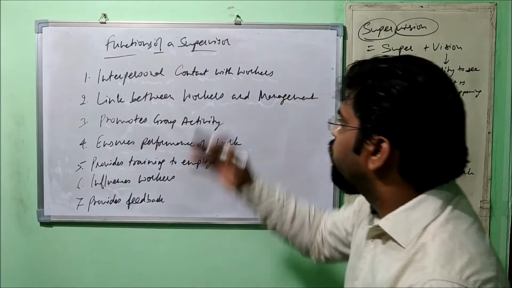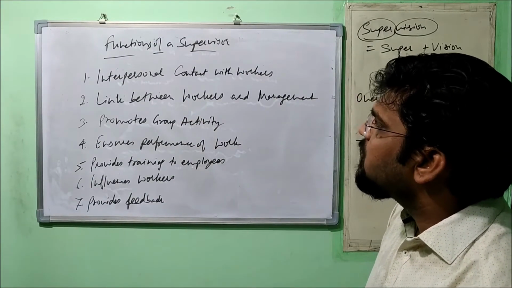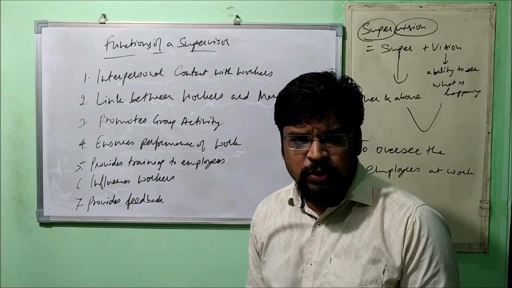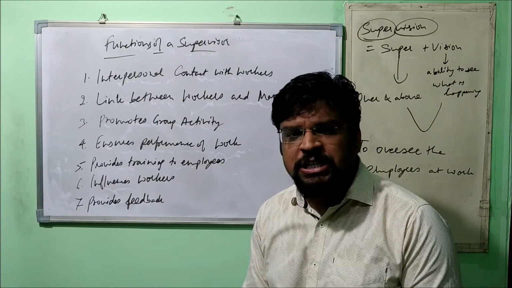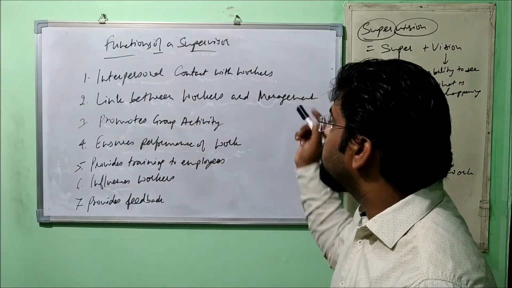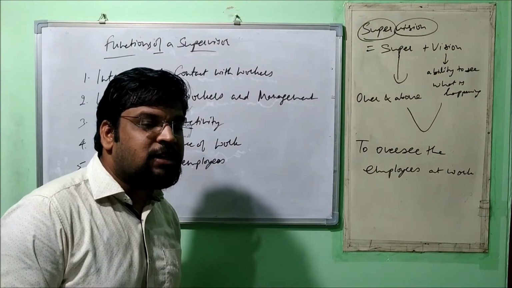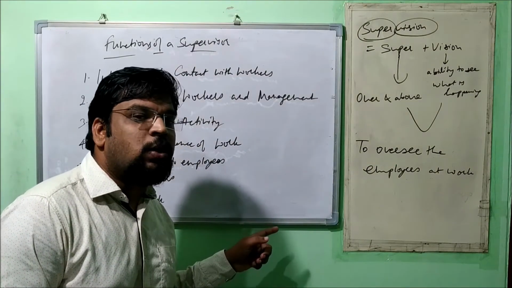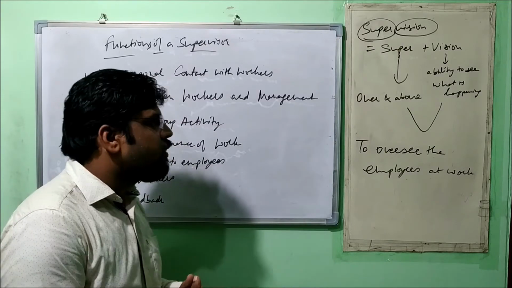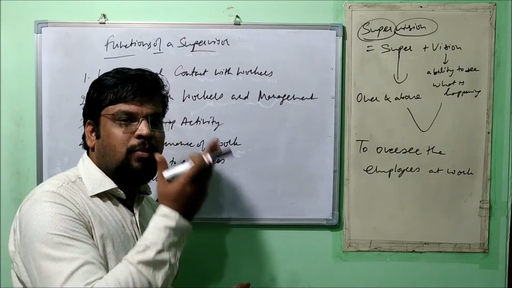Okay, so functions of a supervisor. He has interpersonal contact with workers, means he remains in direct touch with the workers. So he shares formal and informal discussions with them, right? Link between workers and management. If we see from the top level and middle level manager side, then he is the only link between managers and workers. So he works both ways, from top to bottom and from bottom to top.